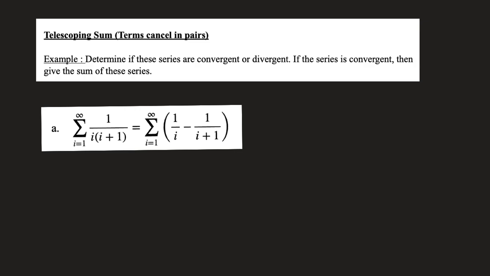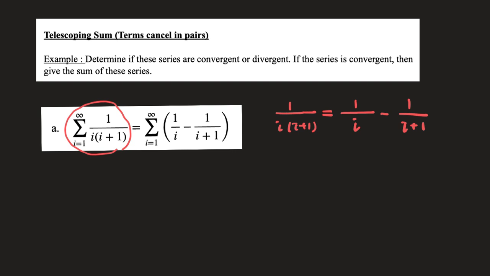Let's try to find a telescoping sum. This one looks like this form. The infinite series on the left side is this form, 1 over i times (i plus 1). What do you have to do? We have the partial fraction decomposition. So we have 1 over i minus 1 over i plus 1.